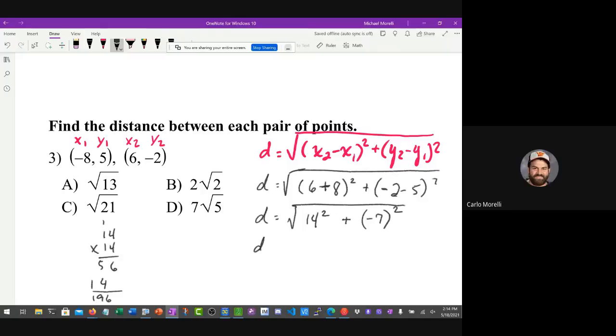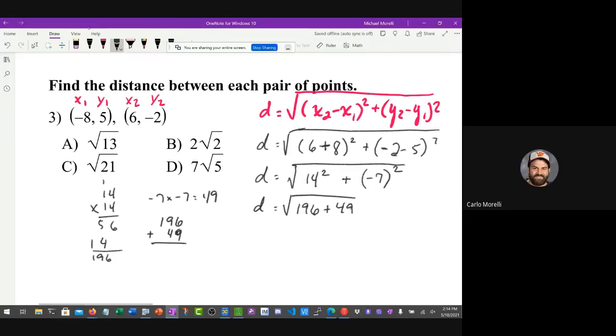Okay. So d equals the square root of 196 plus, now negative 7 times negative 7 is equal to positive 49, so it's 196 plus 49, all underneath the root symbol. Well, let's see what that is. 196 plus 49. 6 plus 9 is 15, carry the 1. 9 plus 4 is 13, plus 1 is 14, carry the 1. 245. So d equals the square root of 245.